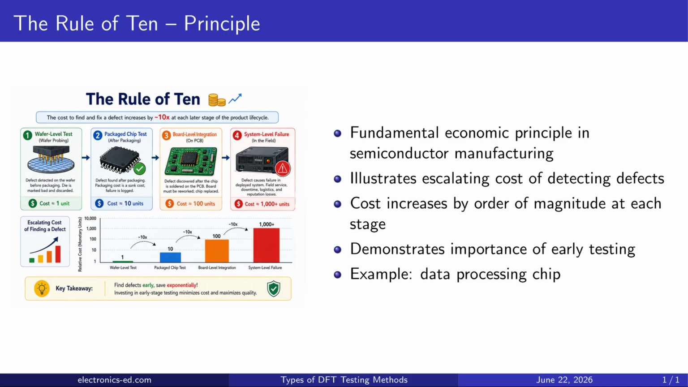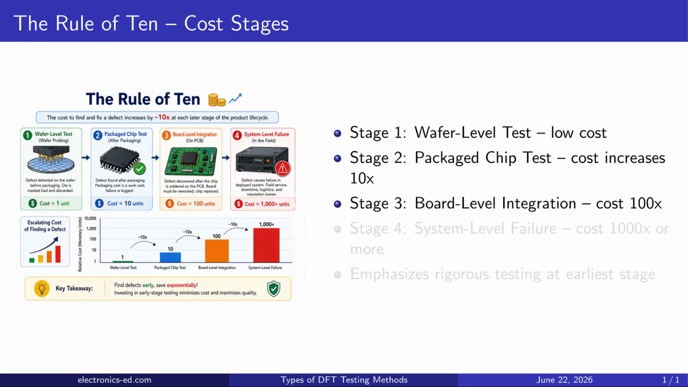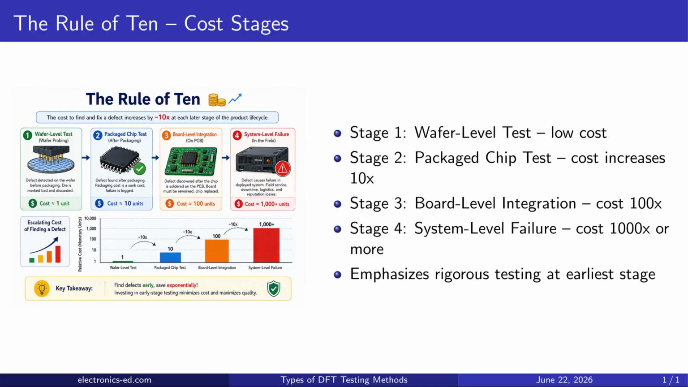For example, think of a data processing chip and the cost implications. At Stage 1, wafer-level testing, the cost is relatively low. Stage 2, packaged chip testing, increases the cost by about 10 times. Stage 3, board-level integration, costs 100 times more. And Stage 4, a system-level failure, can cost 1,000 times or more. This clearly emphasizes the need for rigorous testing at the earliest stage.